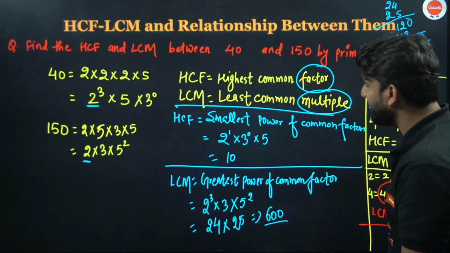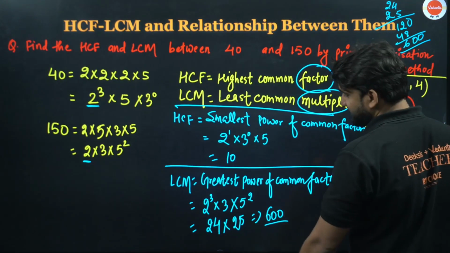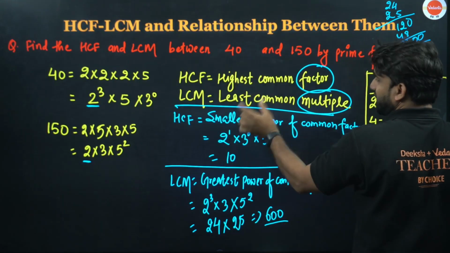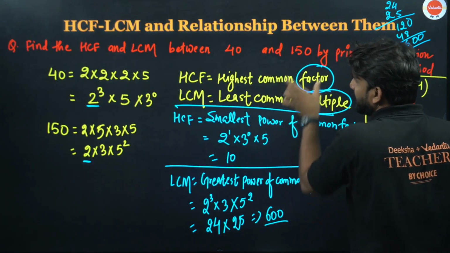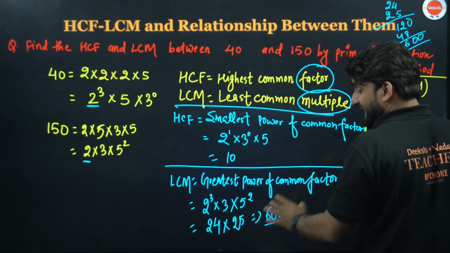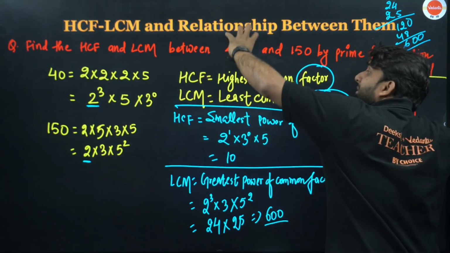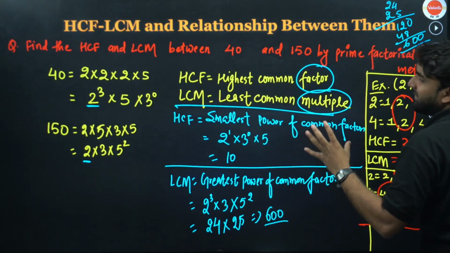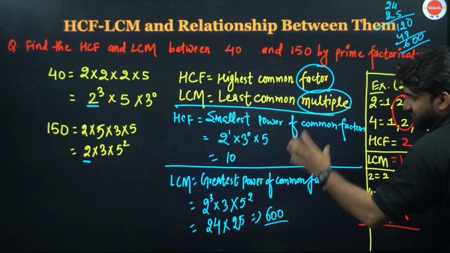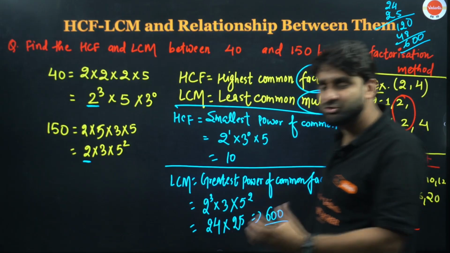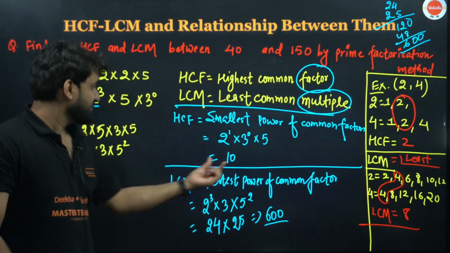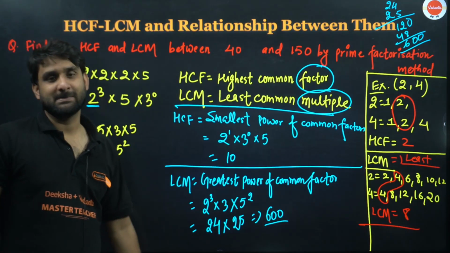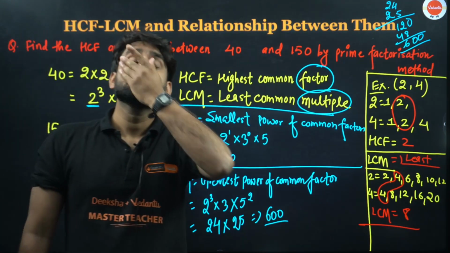LCM is 600. Now what do you understand by HCF and LCM? HCF is that number which can divide both. So 10 can divide 40 also, 10 can divide 150 also. And LCM is that number which can be divided by these two. 40 can divide 600, 150 can divide 600. So this is the first multiple, least common multiple. And this is the highest common factor. I hope this is clear to you all.